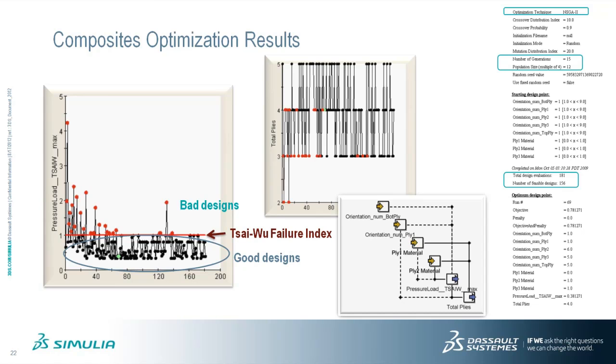The last thing we can do is look at our correlation matrix. So this graph here out of Isight shows us the influence that different parameters, or variability in different parameters, have on our final design. So obviously the ply material and the number of plies has the most effect on whether this is going to be a passing or a not passing design.